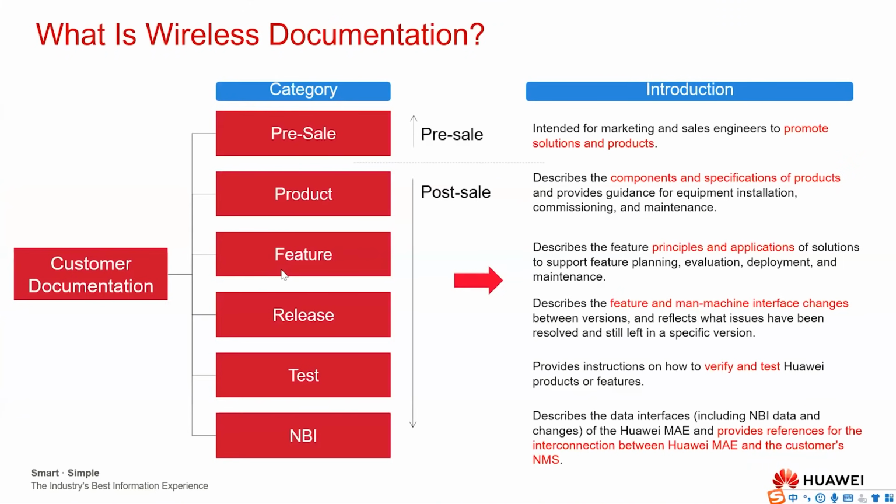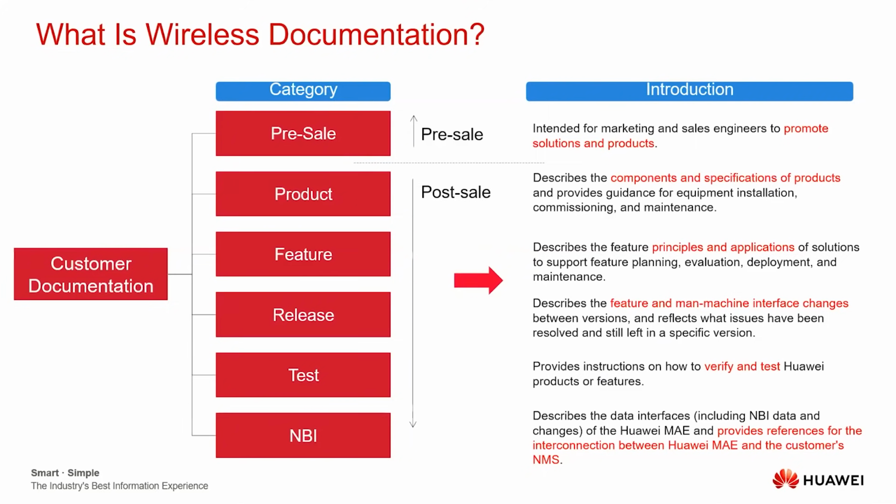As Samuel mentioned, he will first introduce the wireless product documentation architecture. Okay. First, let me turn to the slides here. Let's go to the documentation. Here you can see that we have 6 categories of customer documentation. Overall, we separate this into 2 parts, the pre-sale documentation and post-sale documentation.